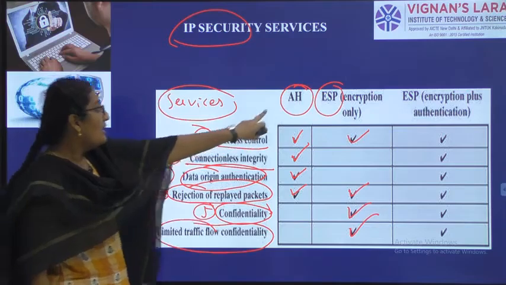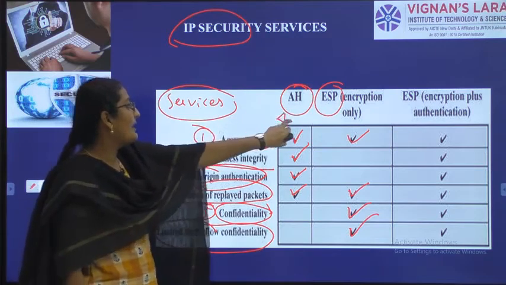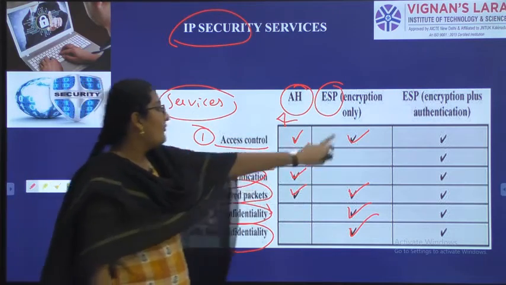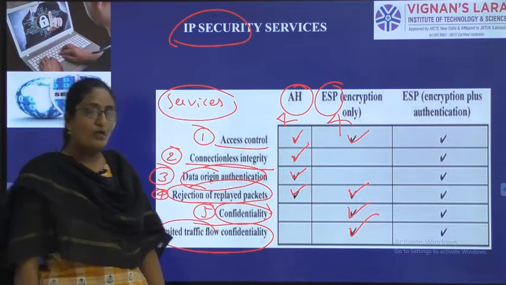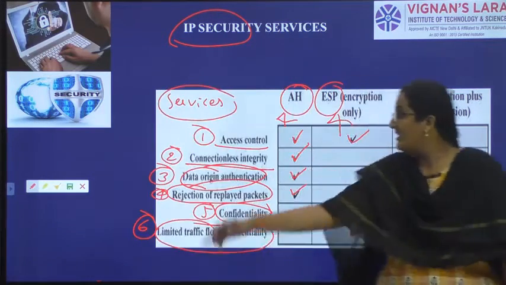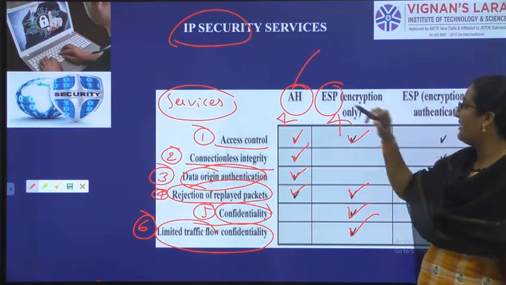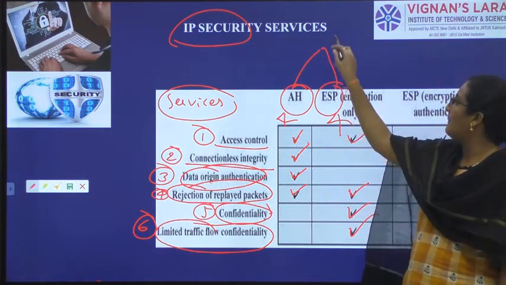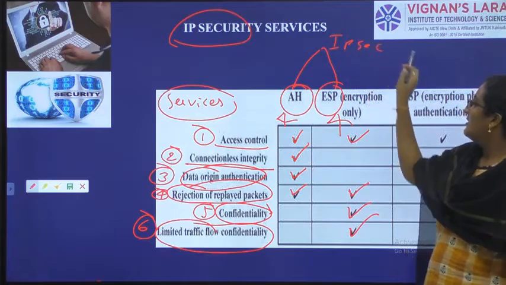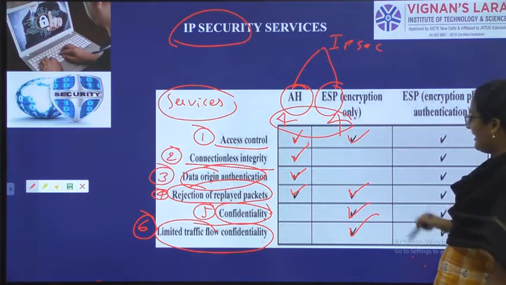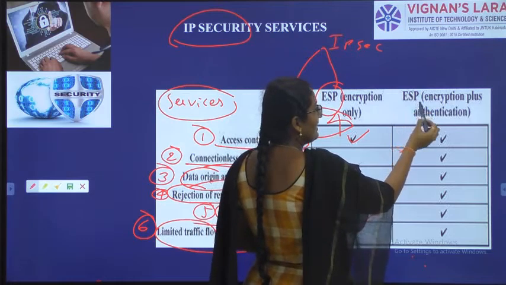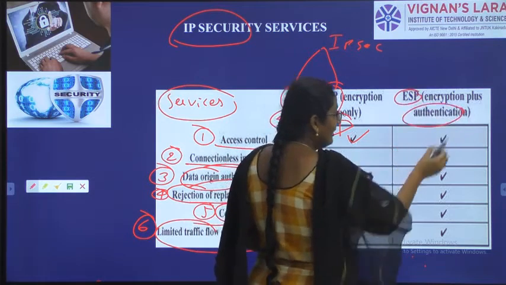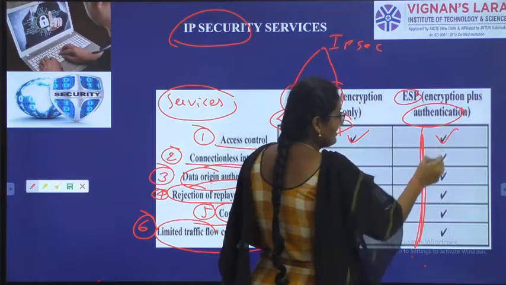So, 4 services are provided by authentication header. 4 services are provided by encapsulating security payload. So, what are we doing? We are integrating this authentication header and encapsulating security payload in IPsec so that we can get all the services. So, you can see here, if you integrate encapsulating security payload with authentication header, you can get all the 6 services.